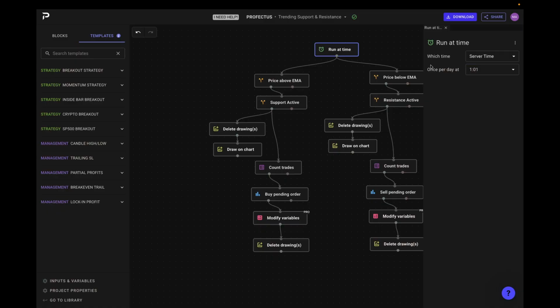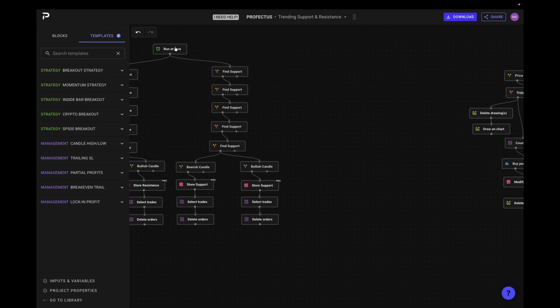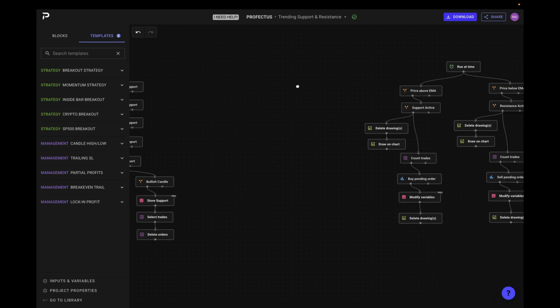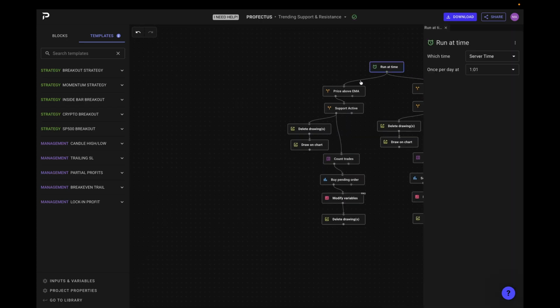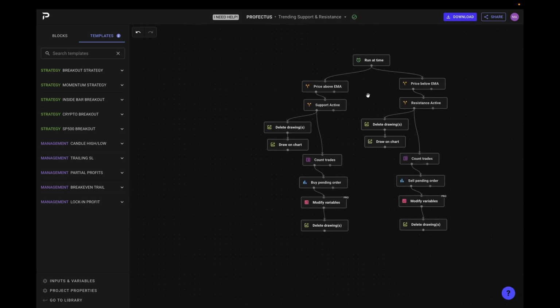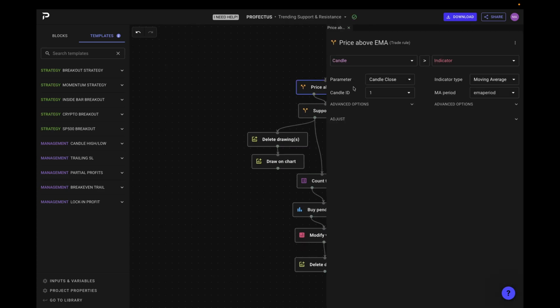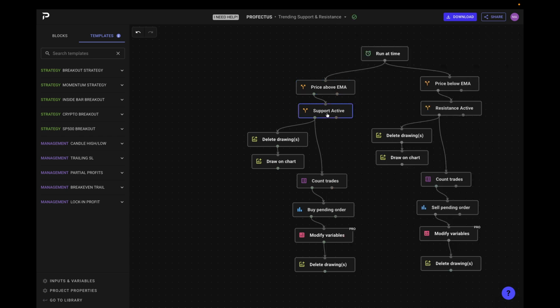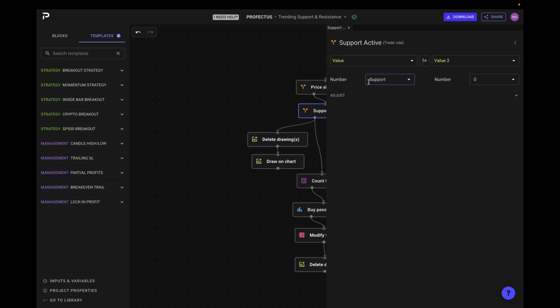What's next? We run 1 minute later. So we use simply run at time. So at 1 at night, after market opened, after spread hour, we now have 1:01. So a minute later, we're gonna check. Let's do the buy side to stay on track. We have candle close 1 is above the moving average. Then we have a support level. So the support level is not 0.